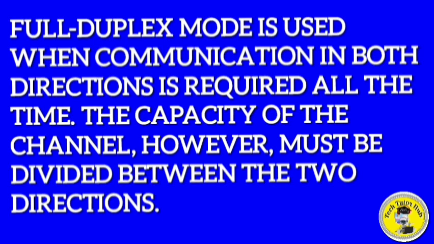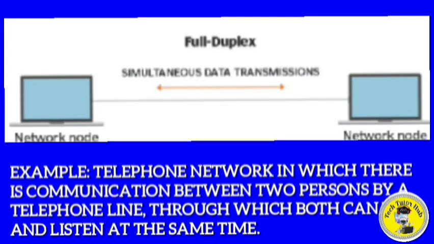Full duplex mode is used when communication in both directions is required all the time. The capacity of the channel, however, must be divided between the two directions. Example: telephone network, where there is communication between two persons by telephone line, through which both can talk and listen at the same time.